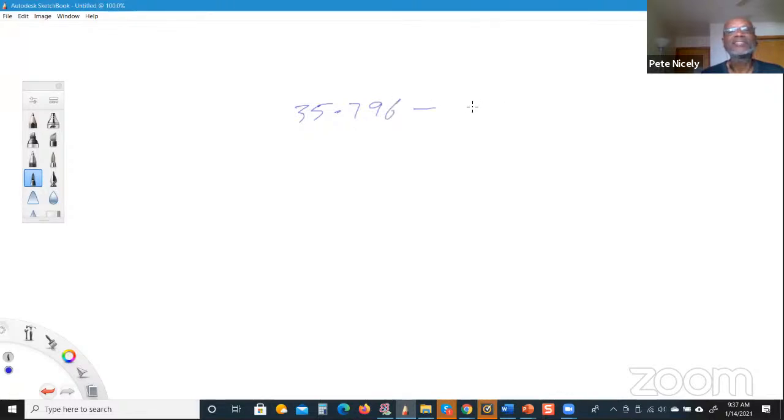35.796 minus 2.13, and then you divide this by, let's say, I just want to make up a number here, 4.5. Okay, so let's work with this. Now, in this case, you'd have to do things in parts, right? Because you have two different types of operations.